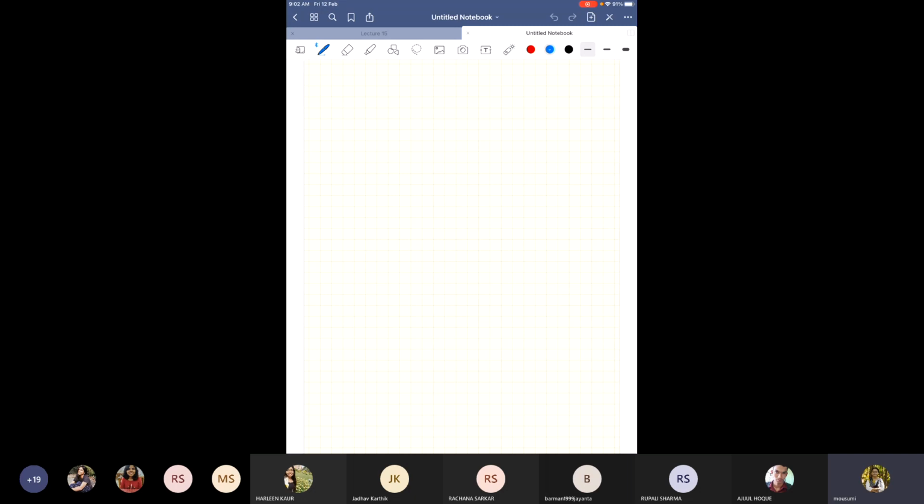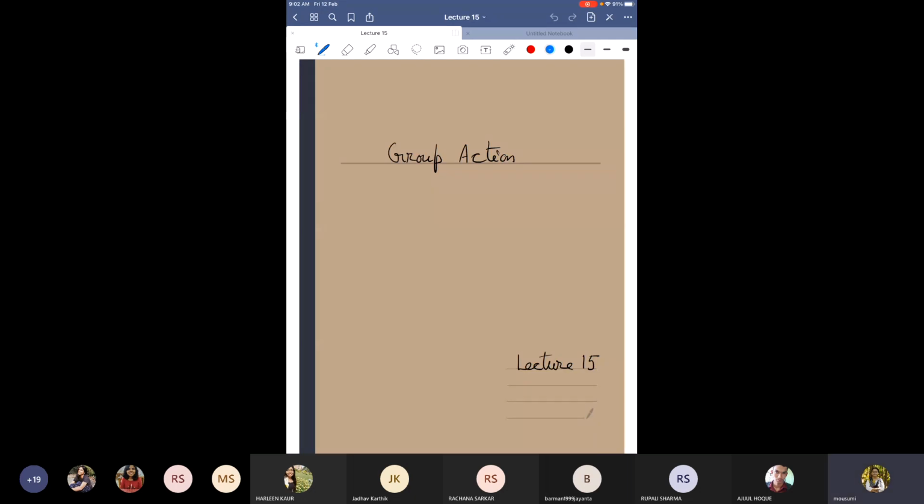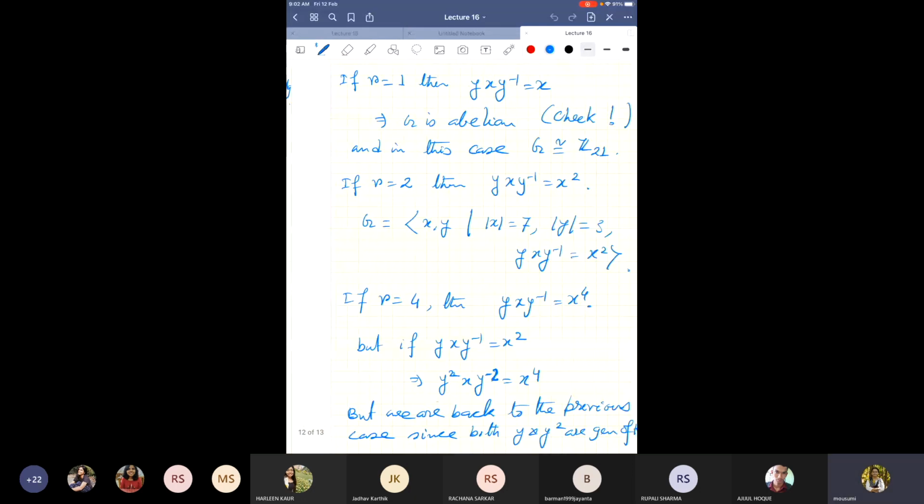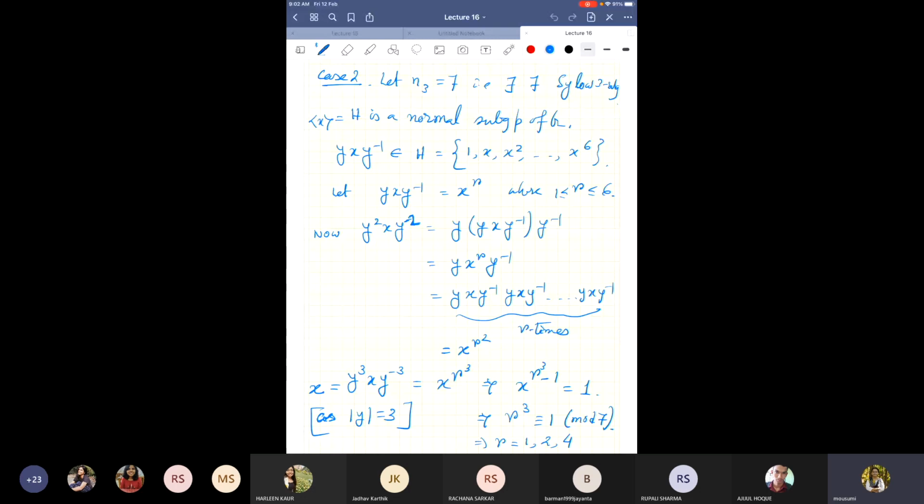Okay, so let's see. So the case 2 was what? We are assuming here n_3 denotes the number of Sylow 3 subgroups. So we are assuming that there are 7 Sylow 3 subgroups. Okay, so there exist 7 Sylow 3 subgroups.